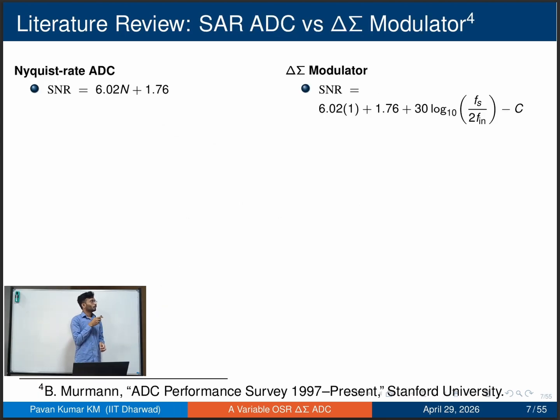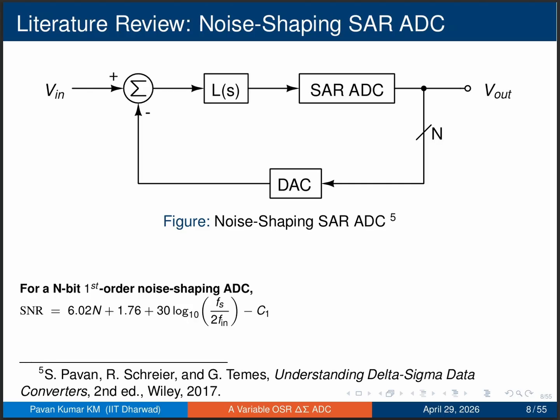But to increase the SNR in this, we need to increase the OSR. In a Nyquist rate ADC, we could have done it only by increasing the resolution. In this case, since it is single bit, we need to increase the OSR to increase the SNR. Then in the noise shaping SAR ADC case, we will be using a multi-bit ADC in the delta sigma loop, due to which SNR is also dependent on the number of bits. So OSR need not be very high to increase the SNR.